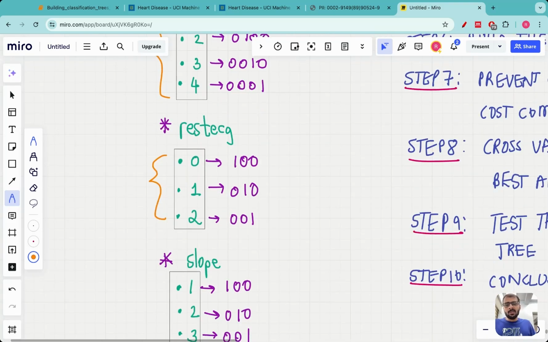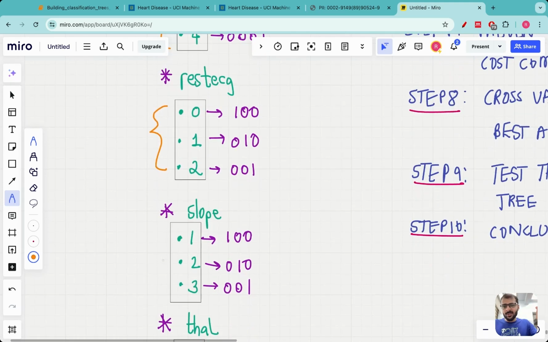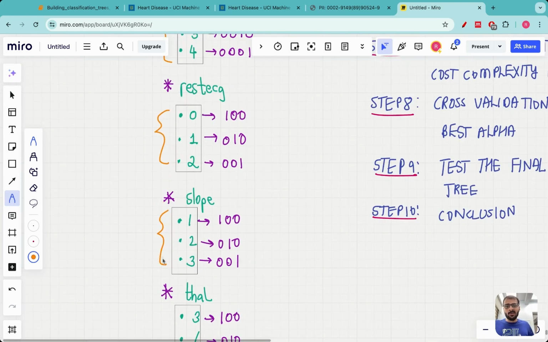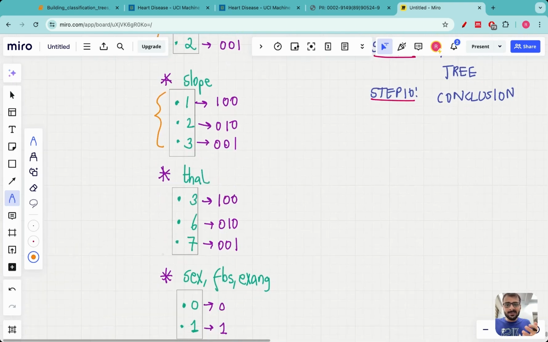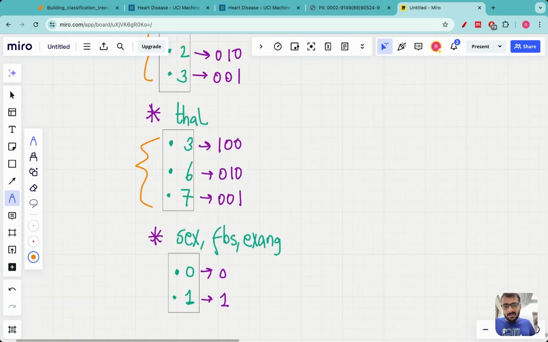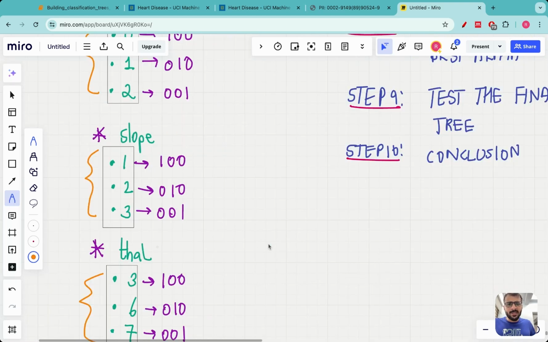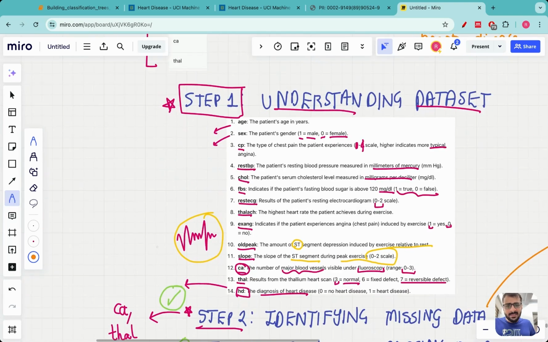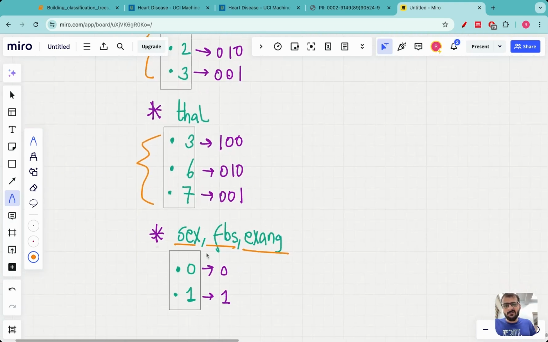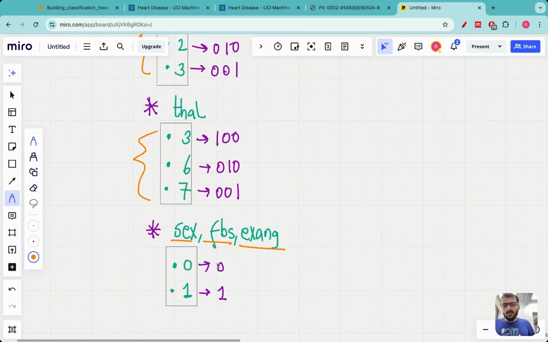Then comes the slope. Slope is basically the ST depression slope in the electrocardiogram, and it takes values 1, 2, or 3. So it is a categorical variable. Then thal is the thallium scan, right? And it takes values 3, 6, or 7. It is definitely a categorical variable. And there are three more categorical variables: sex, FBS, which is fasting blood sugar, and exang. Exang indicates if the patient experiences angina. So all of these last three variables, the sex, FBS, and exang, either take values 1 or 0. So they are definitely categorical variables.